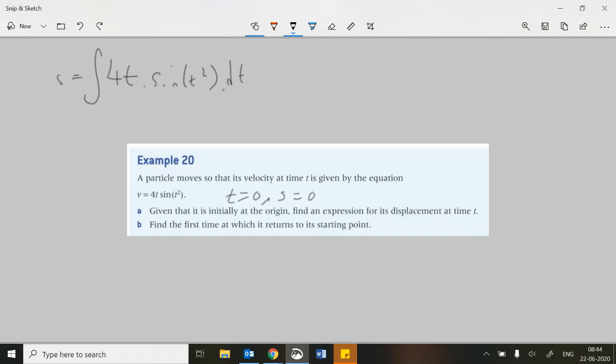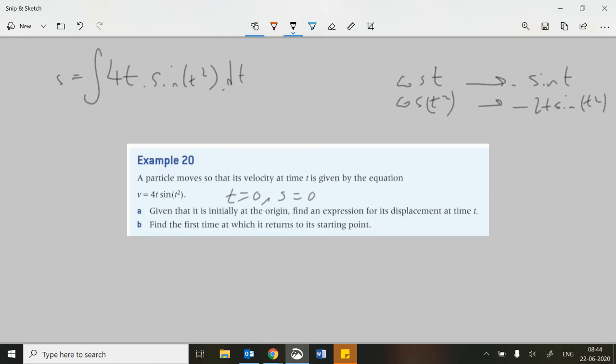Now, to be honest, with this one, I wouldn't do a substitution here. I would think, well, sine comes from cos. Remember that cos t would differentiate to minus sine of t. Now, if you had cos of t squared, that would differentiate to minus 2t sine of t squared. Put that in brackets. Okay.